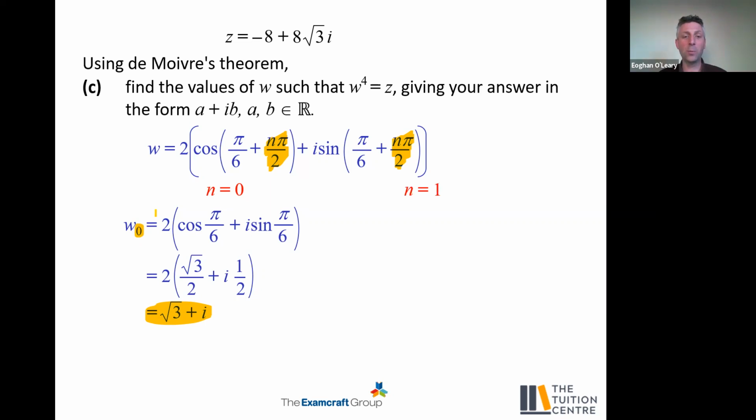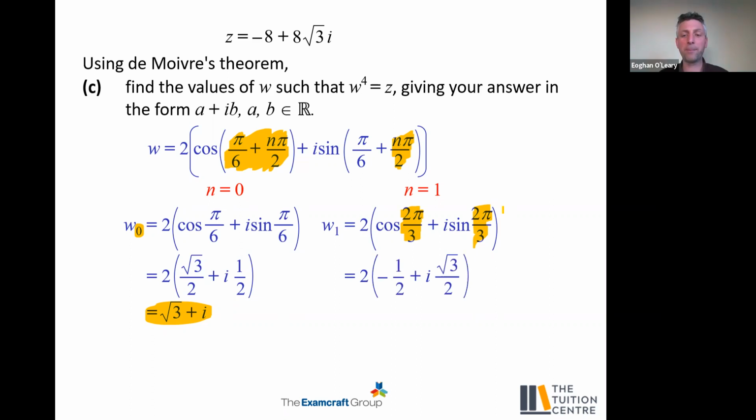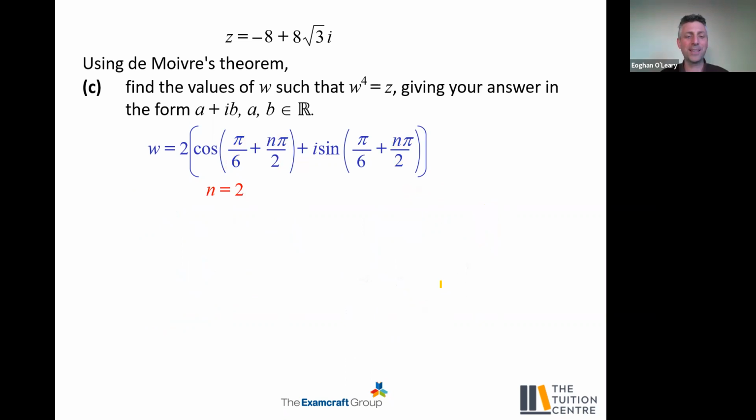If I go for n equals 1, in this case, of course, I'm going to have pi over 6 plus 1 times pi over 2. So it'll be pi over 6 plus pi over 2. That ends up being 2 pi over 3. Same for the cos and the sine. So I get cos of 2 pi over 3, that's minus a half. Sine 2 pi over 3, that's root 3 over 2. I'm going to multiply my 2 through the bracket, and I get minus 1 plus I times the square root of 3. So you can see a similarity between the two answers, but obviously not exactly the same. So you would know there's a little connection between the two. We'll see it at the end.